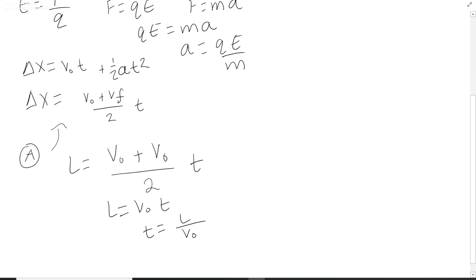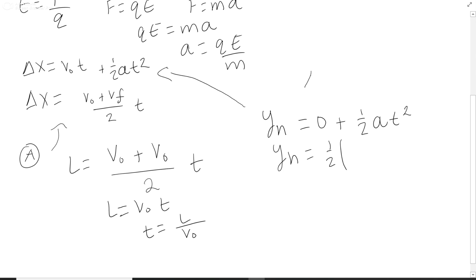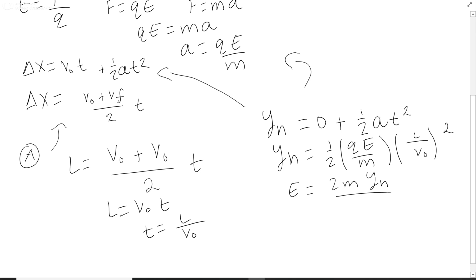Now we're going to use this equation in our y direction. Our change in y is h because we start at 0. Our initial velocity in the y direction is 0, so we are left with plus 1/2 a t squared. We know our a, which we found from earlier, that is going to be our y acceleration, because we start with 0 when we are moving in the y direction, and we know our t, which we just found from our x equation. So the only thing left to do here is simplify it for E. E equals 2 m h over q times L over V0 squared.